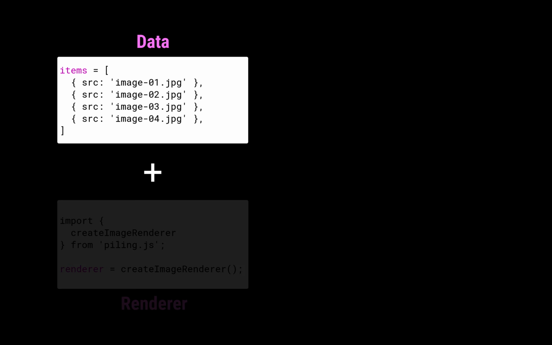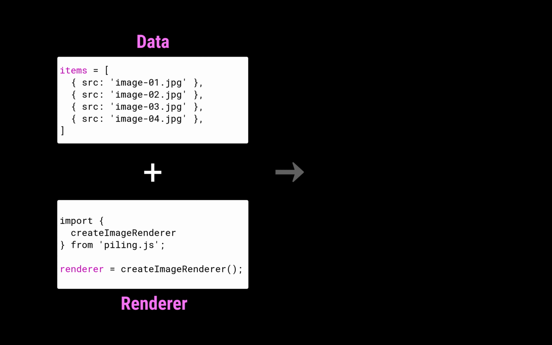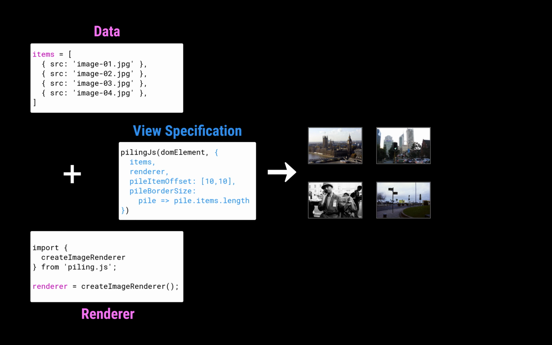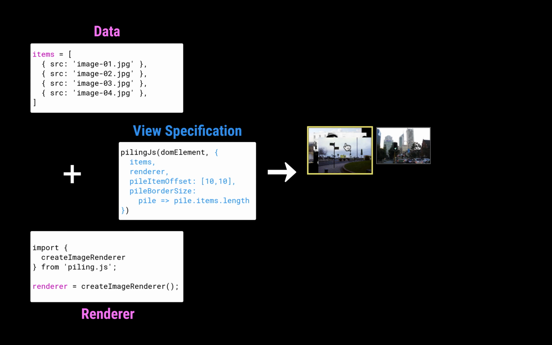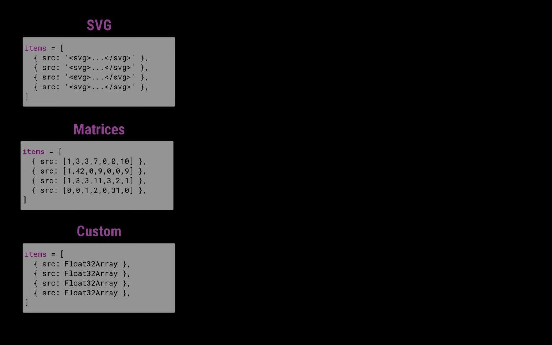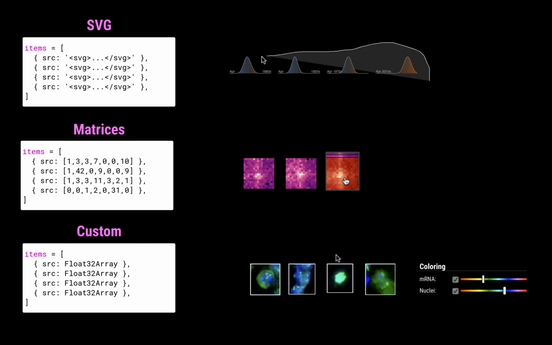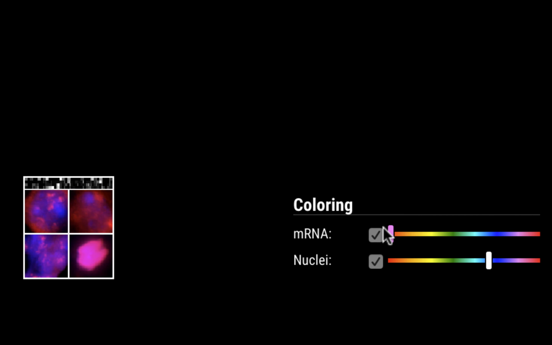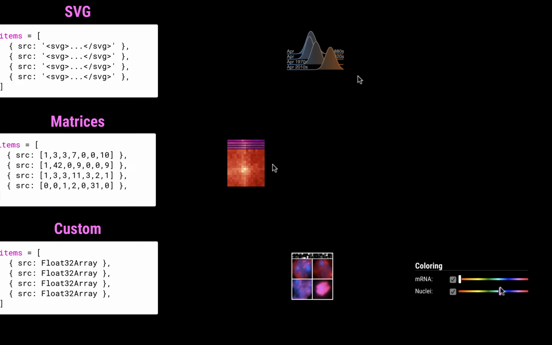We built piling.js around a data-agnostic rendering pipeline and a declarative view specification that avoids having to write low-level code. To get started, we need to provide the data, an appropriate renderer, and view specification, while piling.js manages the state and provides interactive grouping, arrangements, and browsing abilities. Besides images, piling.js can render SVG elements and matrices out of the box. Custom WebGL programs can additionally be used for dynamic re-rendering, as documented on our website.